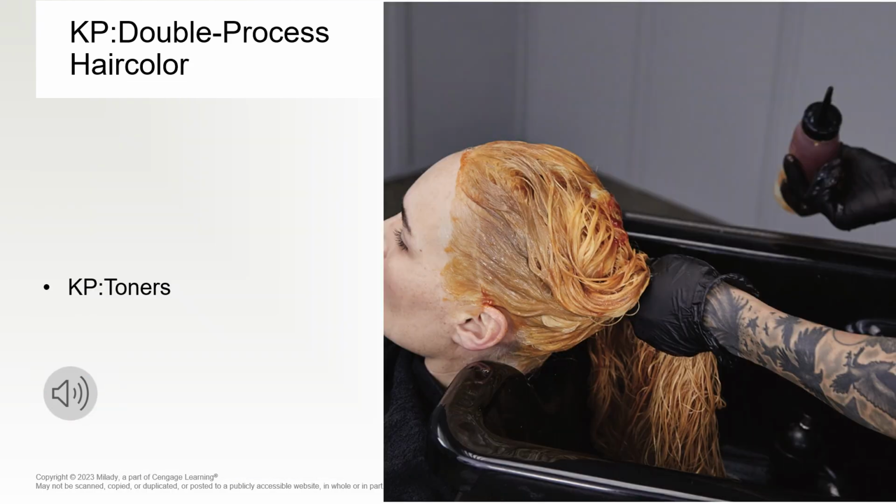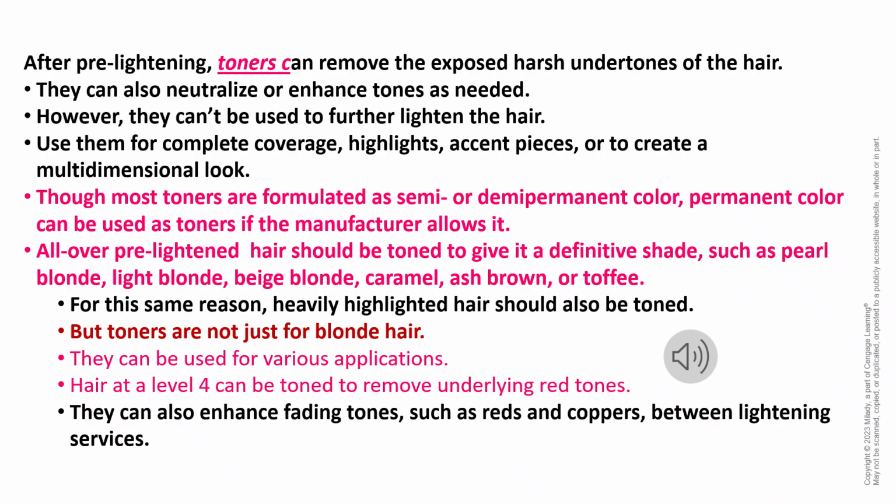Double process hair color. Toners. After pre-lightening, toners can remove the exposed harsh undertones of the hair. They can also neutralize or enhance tones as needed. However, they can't be used to further lighten the hair. Use them for complete coverage, highlights, accent pieces, or to create a multidimensional look.